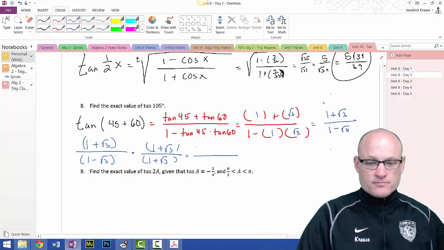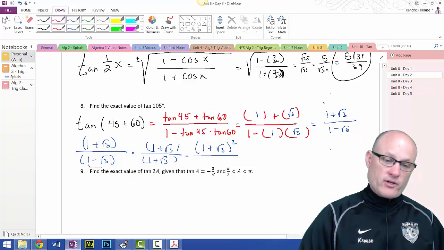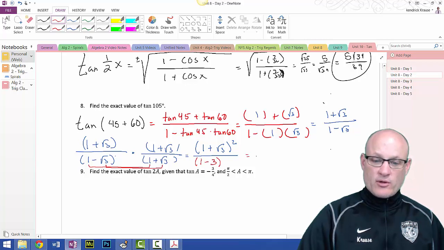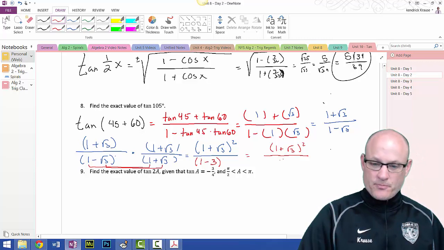And in the numerator, I get 1 plus radical 3 squared. And in the denominator, you should know this. We're going to multiply the 1's together, and I get 1. And then we multiply the radical 3's together, and I get negative 3. Ooh, we got to be careful with that. So really what I have is 1 plus radical 3 squared all over negative 2. But you don't want to leave a negative in there, so you just put it out front.